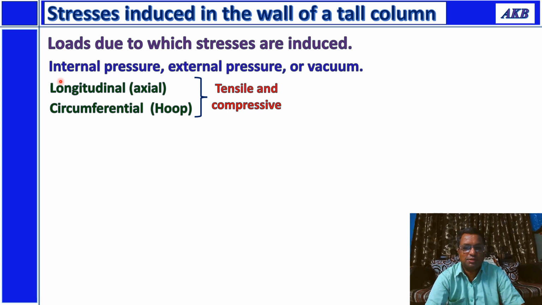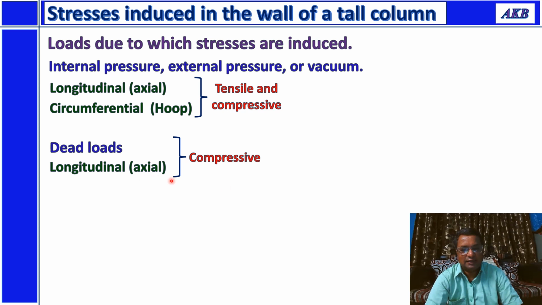So due to internal pressure, external pressure, or vacuum, you can have stresses in axial direction and you can have stresses in circumferential direction. Accordingly, you have longitudinal stresses and circumferential stresses. Their nature is tensile and compressive. Then there are certain dead loads associated with a typical tall column. They are also responsible for stresses in the wall. These are longitudinal or axial stresses, and their nature will be compressive.